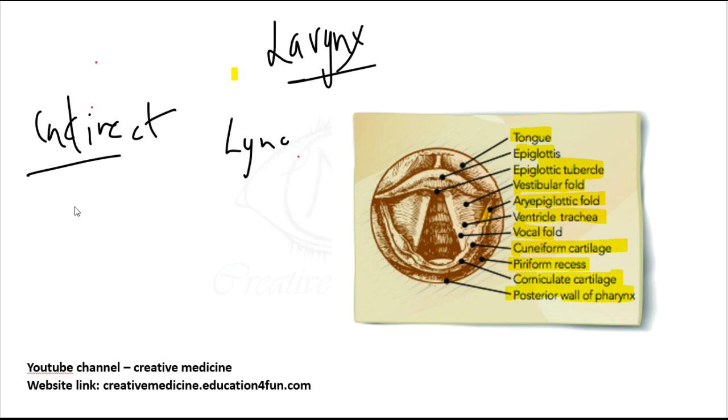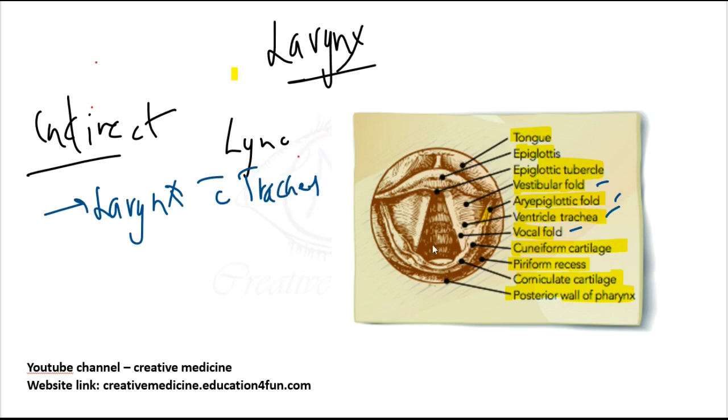So I remembered it like this. First, you will see all the larynx structures. You can see the aryepiglottic fold, you can see the vestibular fold, you can see the vocal fold, you can see the ventricle of the larynx. So the larynx can be visualized. All of the larynx is visualized with the tracheal rings. So these are the tracheal rings. Here you can see the tracheal rings.